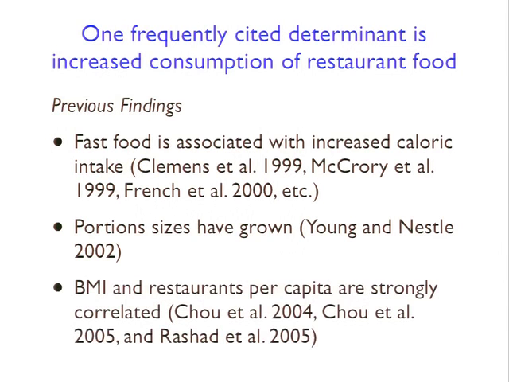And it also turns out that BMI, body mass index, which is basically your weight divided by your height squared, so it's a measure of how overweight you are, and restaurants per capita seem to be strongly correlated at the state level. Basically, both of them are trending upwards over time. If you plot the two time series against each other, it looks like a pretty strong correlation. So that suggests that maybe there's something going on there.